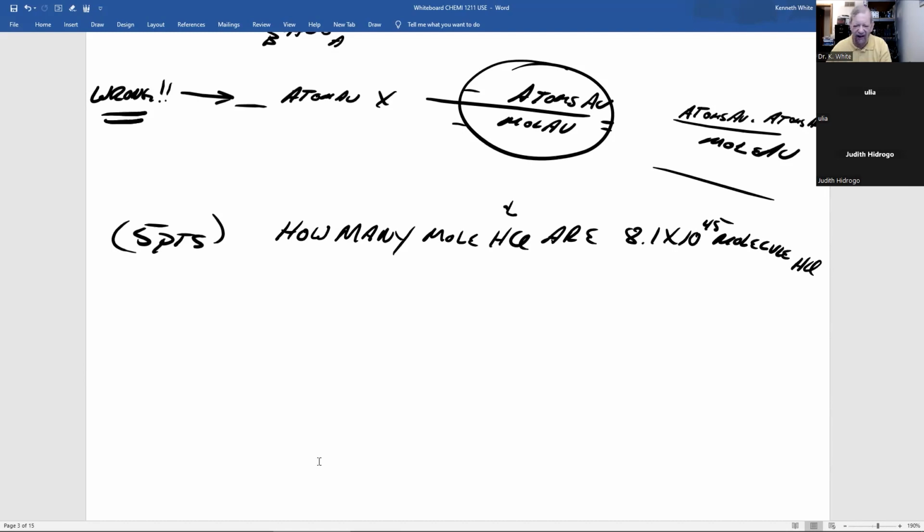Now, HCl is called hydrochloric acid. Near the end of the semester, we'll learn more about this. Hydrochloric acid is the molecule, the acid in your stomach that helps break down food. But now you're being asked, 5 points: How many moles of HCl are in 8.1 times 10 to the 45th molecules of HCl?